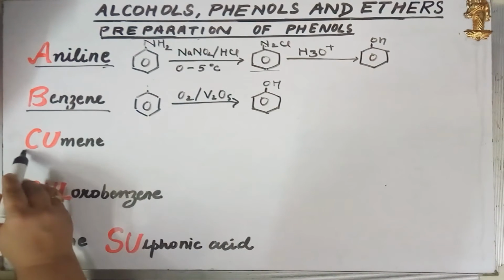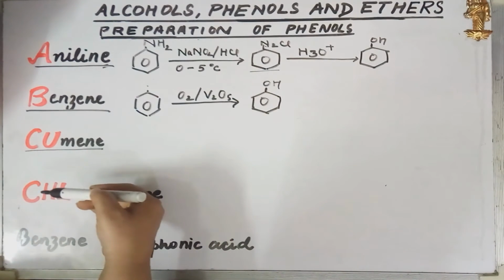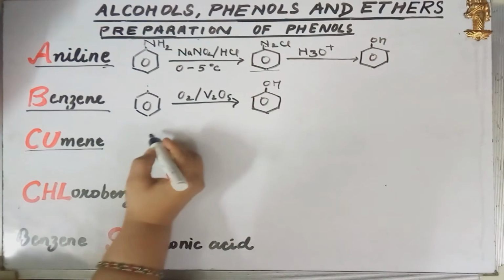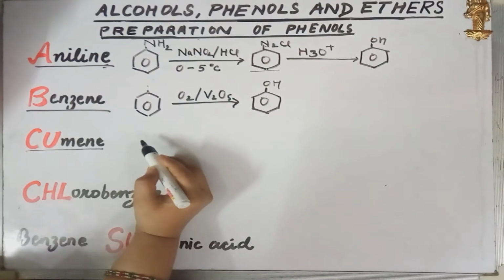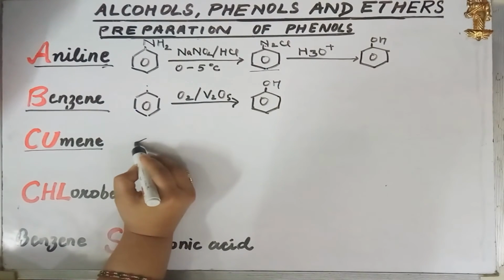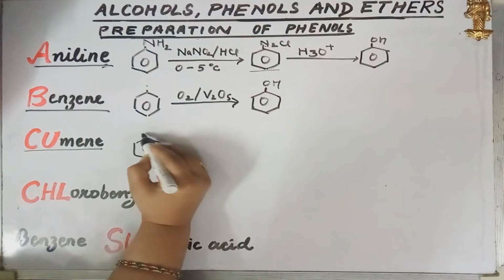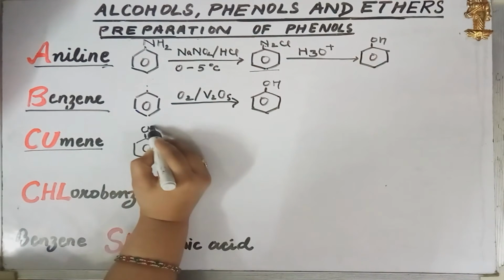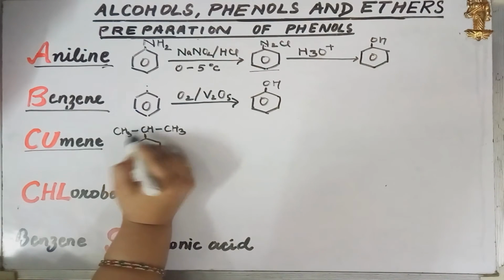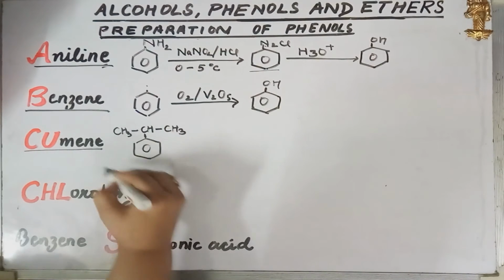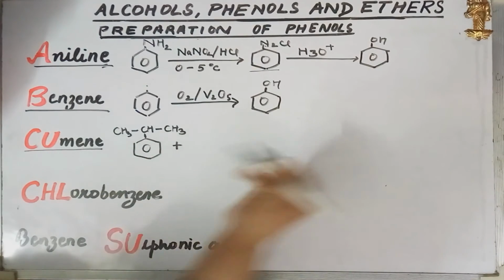The next reaction is the conversion of cumene into phenol, and it is a very important reaction. Look at the structure of cumene first. The name of cumene is actually isopropyl benzene. Learn the structure so that it will help you recall how cumene is used to prepare phenol. So this is isopropyl benzene. Cumene can be converted into phenol.